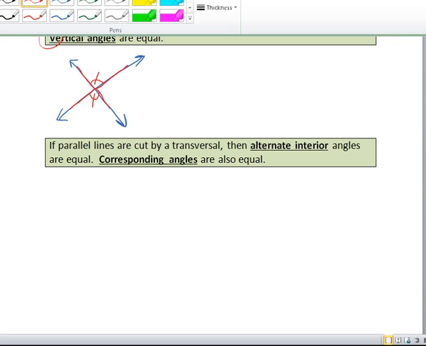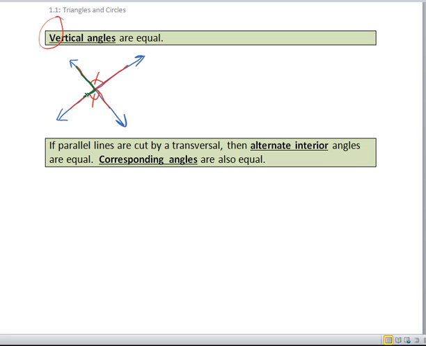Similarly, let me take out another color, how about green? I have this angle here and this angle here. Those two angles are vertical angles. So the green angles are vertical angles, and they have the same measure. The red angles are another pair of vertical angles, and they also have the same measure. Okay. Now let's move on to the next one.